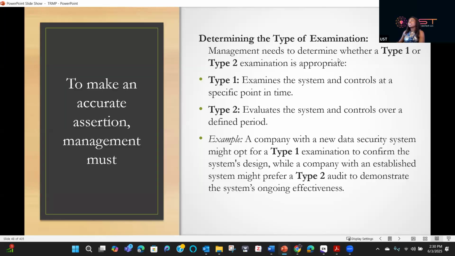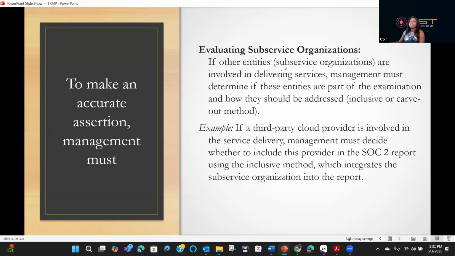Then determining the type of examination. So management will also need to determine whether it's a type 1 or type 2 examination. For type 1, examine the system and controls at a point in time, as we've discussed, while type 2 evaluates the system and controls over a defined period. For example, a company with a new data security system might opt for a type 1 examination to confirm the system design, while a company with an established system might prefer a type 2 audit to demonstrate the system's ongoing effectiveness.